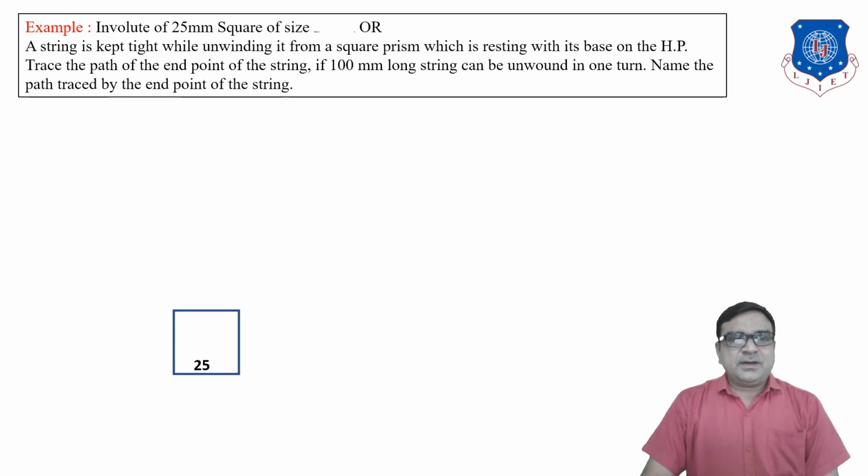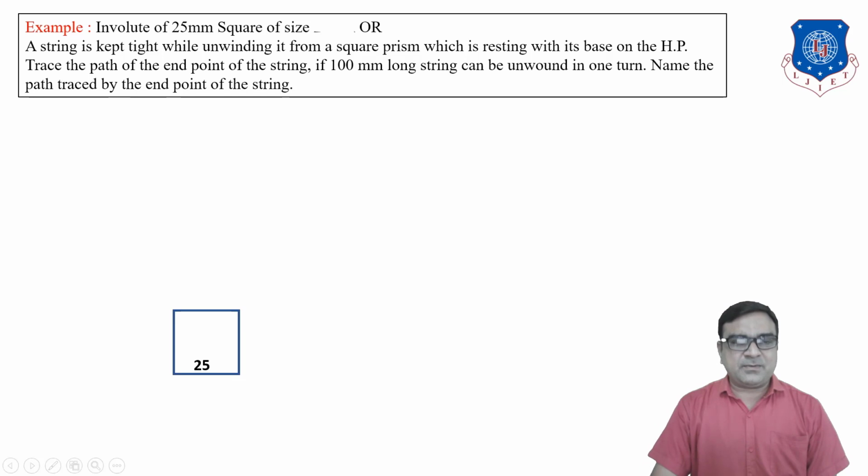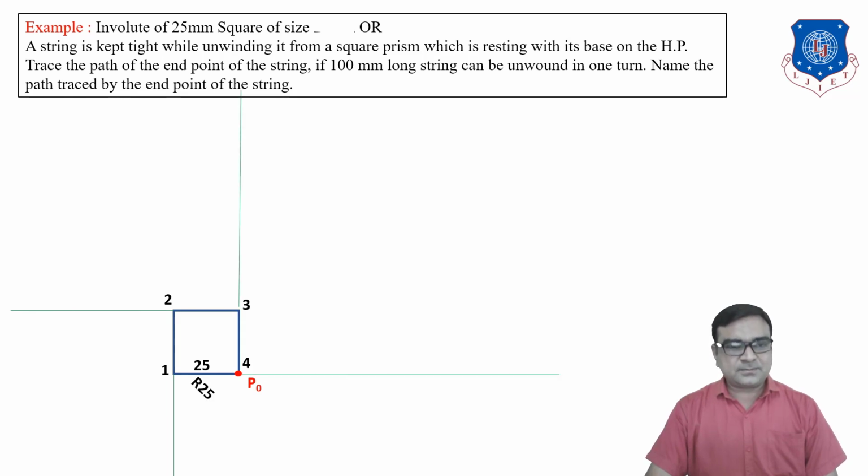So here we are given one square and we have to unwind a string of 100 mm. For 1 turn with an unwound string of 100 mm, the square must be 25 mm. So draw one square of 25 mm side and name the corners 1, 2, 3, 4. Now P0 is the end of the string. We have to unwind it for 1 turn. So for that we draw tangents from 1, meaning extend line 2-1, extend line 3-2, extend line 4-3 and line 1-4.